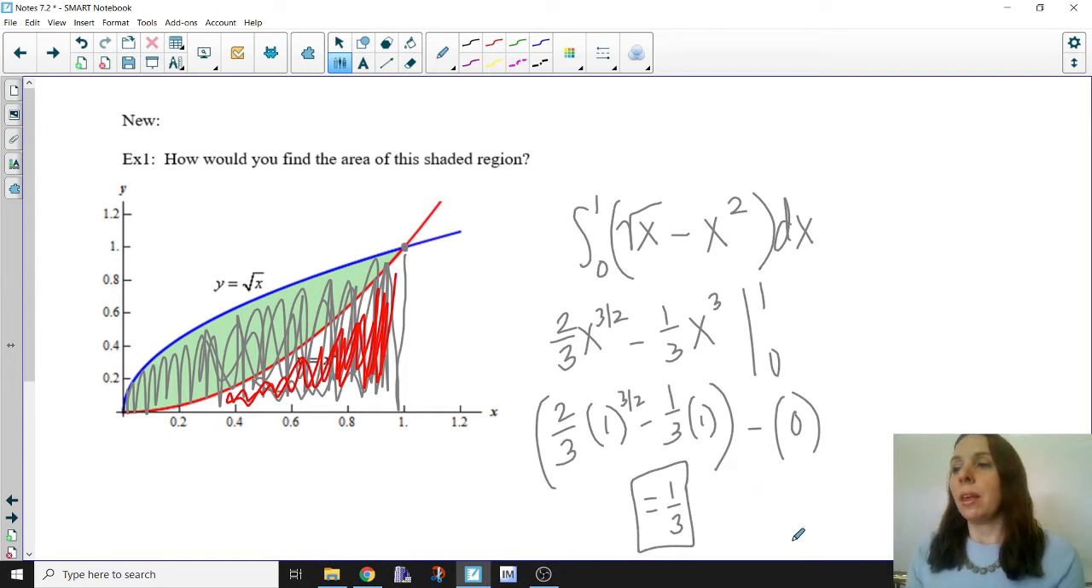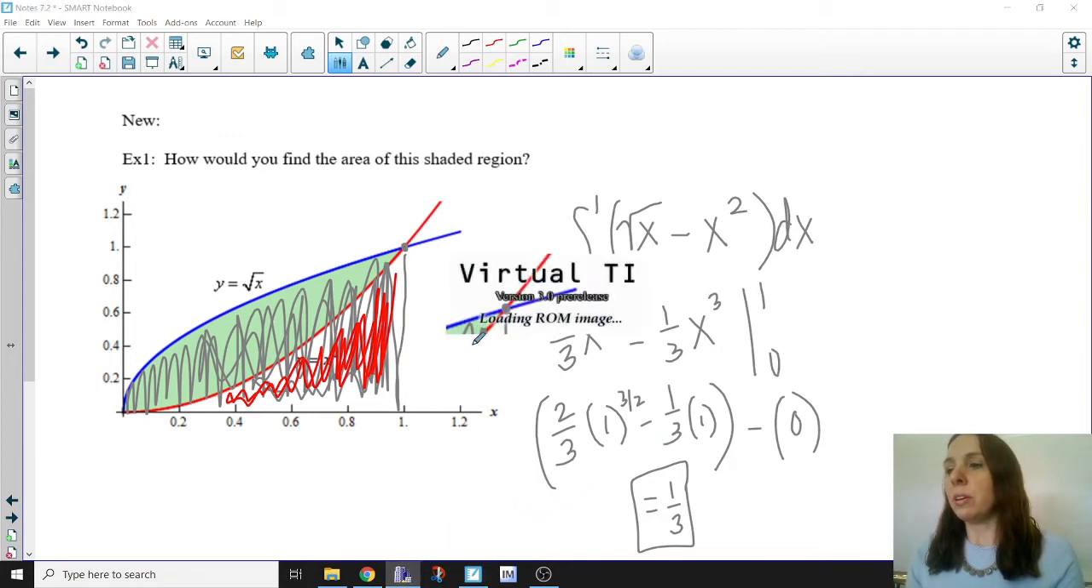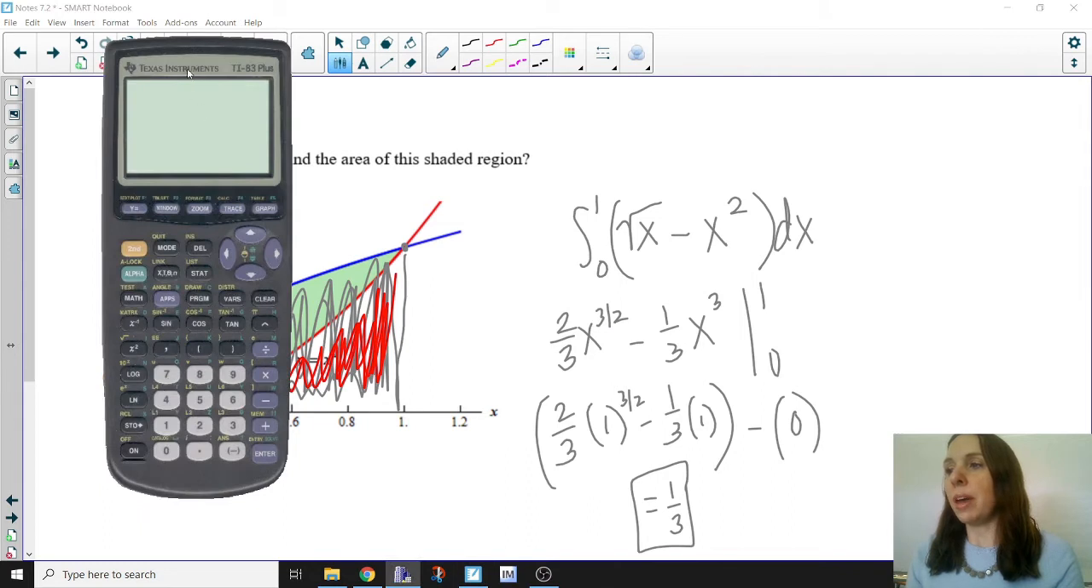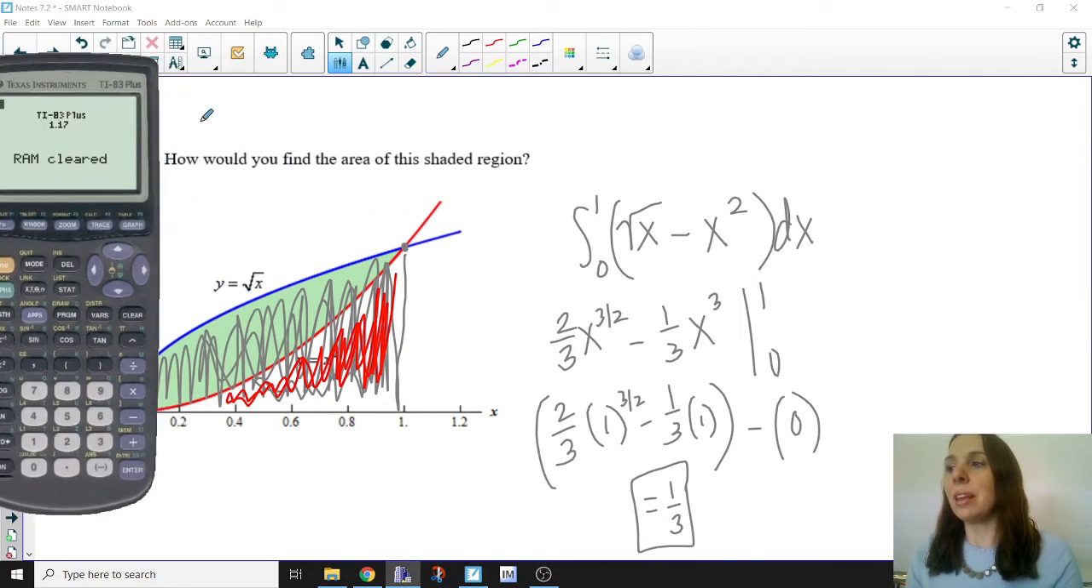Okay, and if you were allowed to use your calculator on this, you wouldn't even have to show all of that work. You could go to your calculator and do Math 9, but keep in mind that you would need to know how to set it up first, right? That's actually the key here.